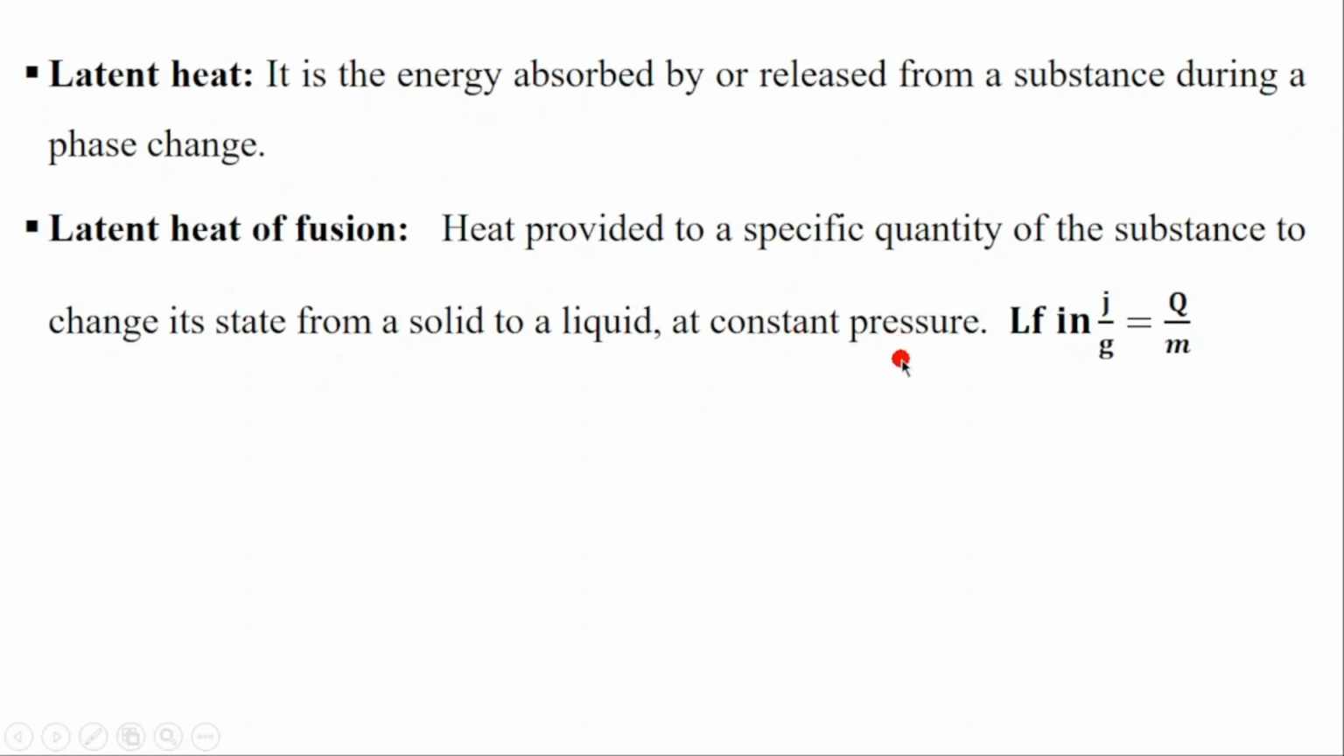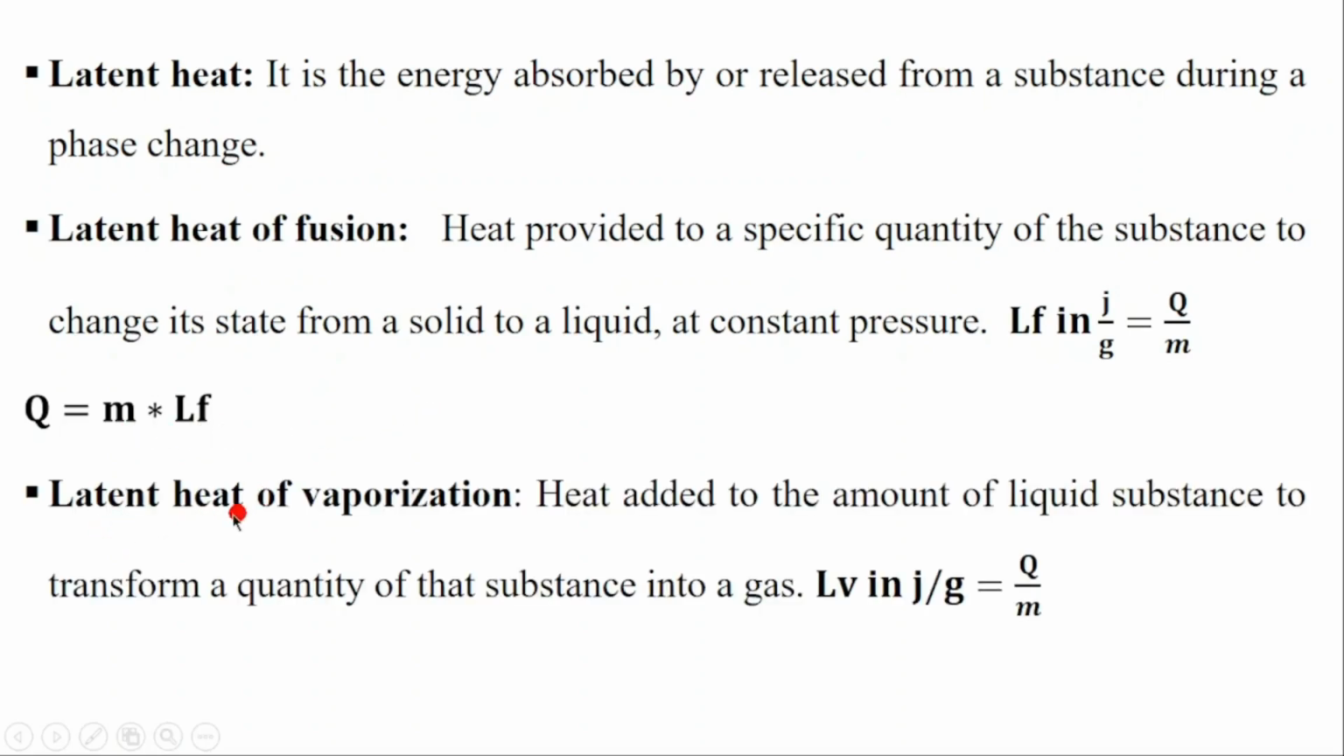So how is it calculated? The latent heat of fusion, L_f, is equal to Q over m, the heat divided by the mass. It is expressed in joule per gram. From this definition, we can calculate the heat by taking the mass times the latent heat of fusion. Q, the heat, is equal to the mass times the latent heat of fusion.